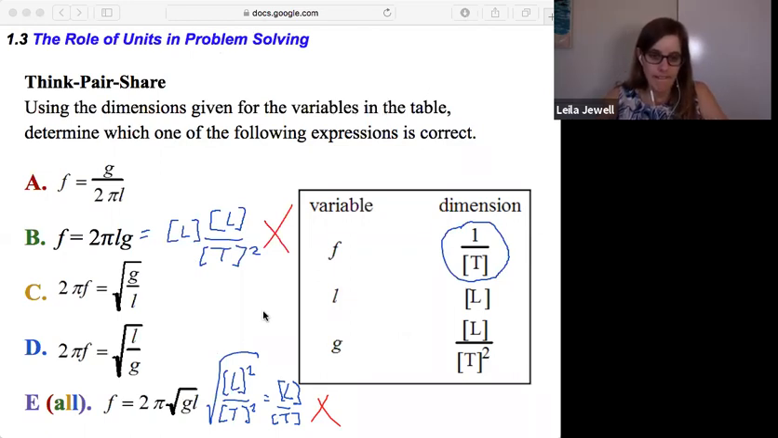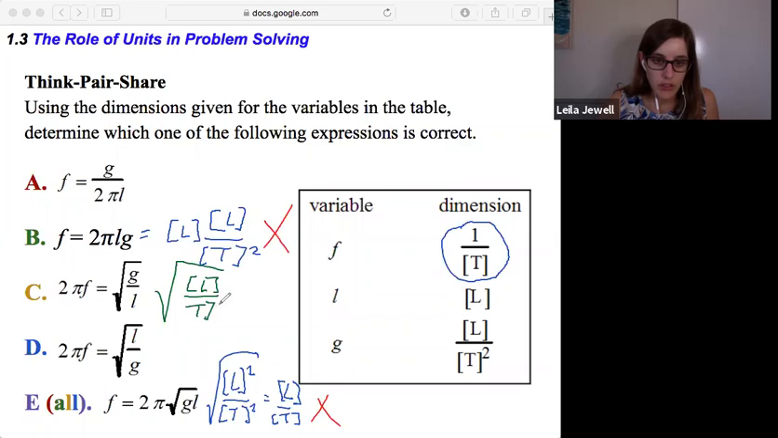So we can take a look here. We know we want to end up with 1 over time. If we want to end up with 1 over time, I notice G already has time in the denominator. So I want to keep G in the numerator, I think. And if I divide by L, I think I'll be able to cancel that length. Let's give it a shot. So again, the 2 pi, we don't have to worry about the units there. So then I have my units of L divided by T squared, times squared. And then this is all divided by L.